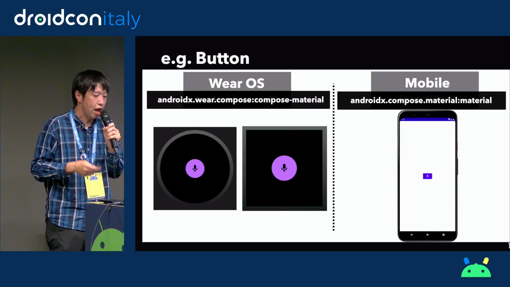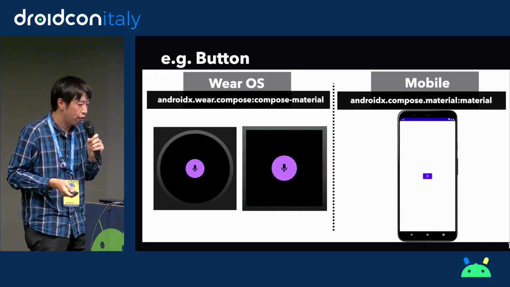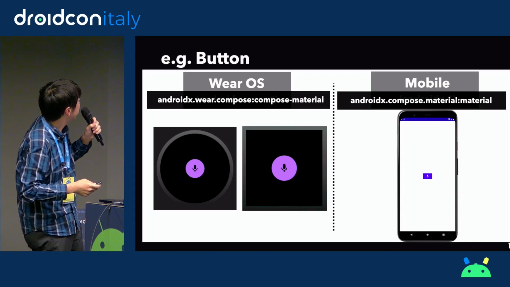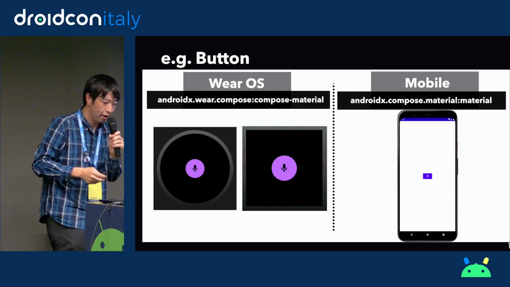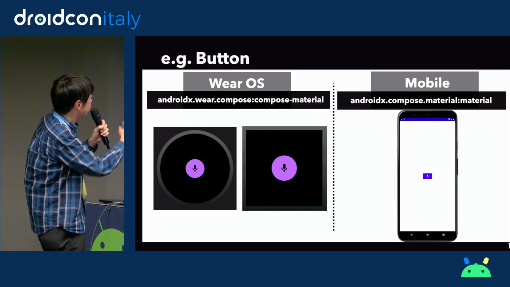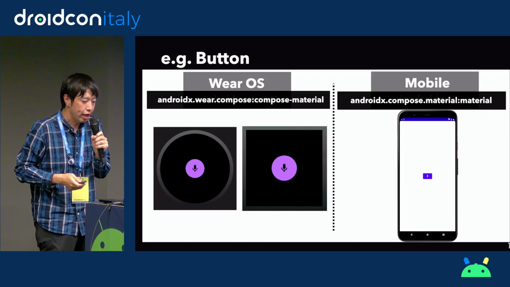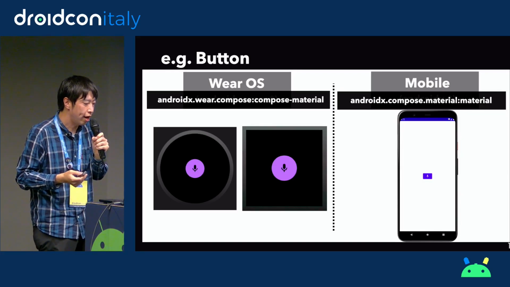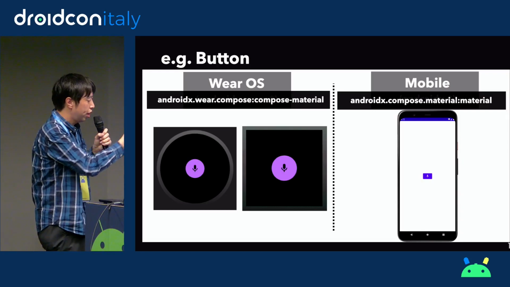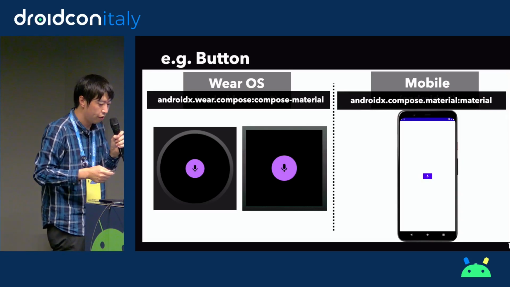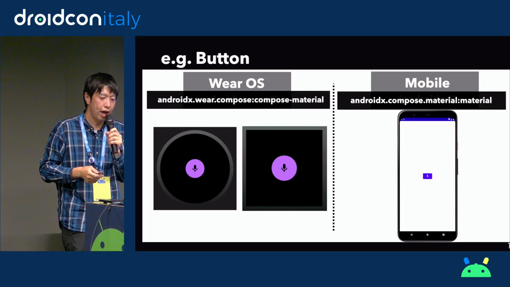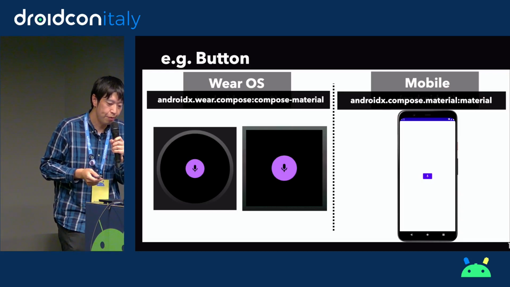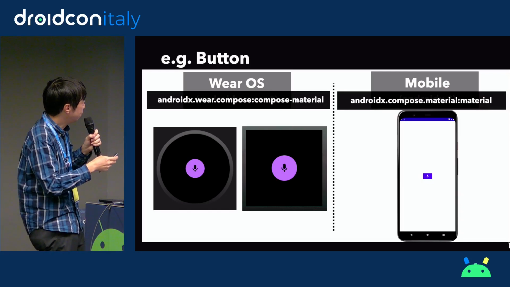Okay, here is one more example. For Wear OS, it's recommended to use the androidx.wear.compose library. By using this library, we can show this Wear OS user interface. On the other hand, for mobile, it's recommended to use the mobile Material library. It's because we can provide a better user interface and user experience to our users. So it's a very important point.